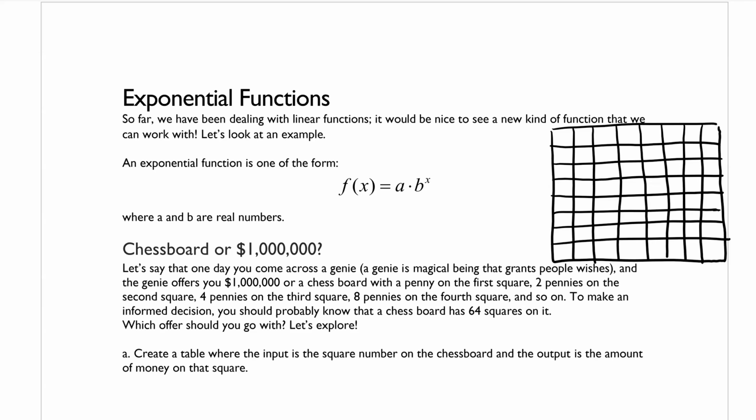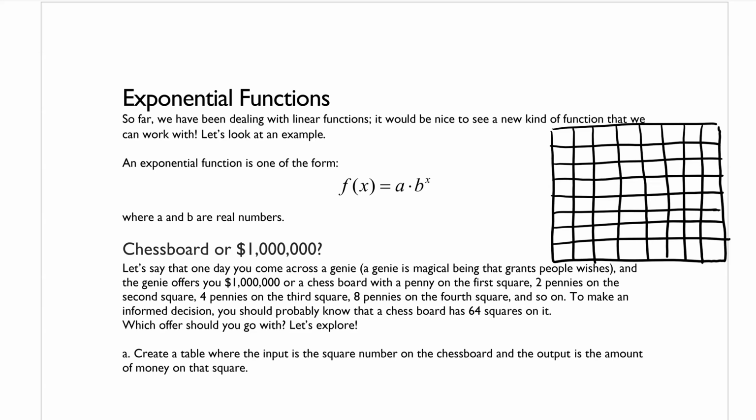Hi everyone, today we're going to talk about exponential functions. If you have something of the form f of x equals a times b to the x power, where a and b are real numbers and b is not equal to 1, then we have something called an exponential function. And so far in class, we've really only been looking at linear functions, so it's quite exciting to look at a new kind of function.